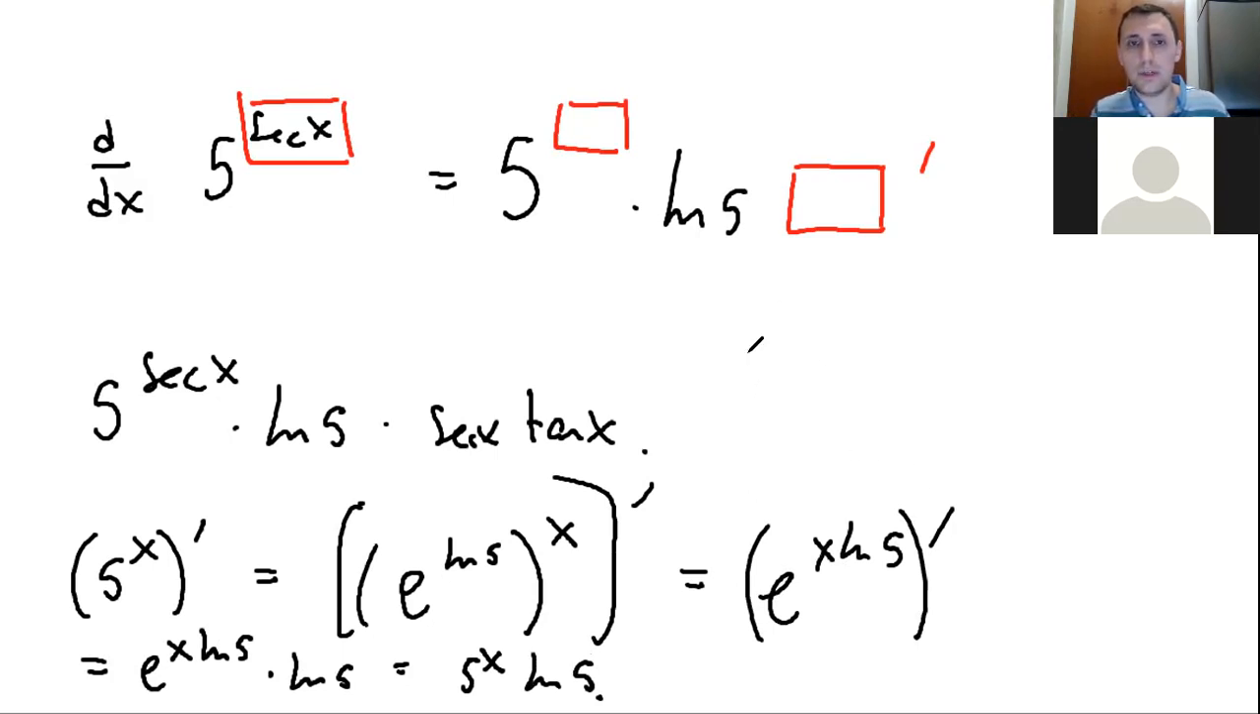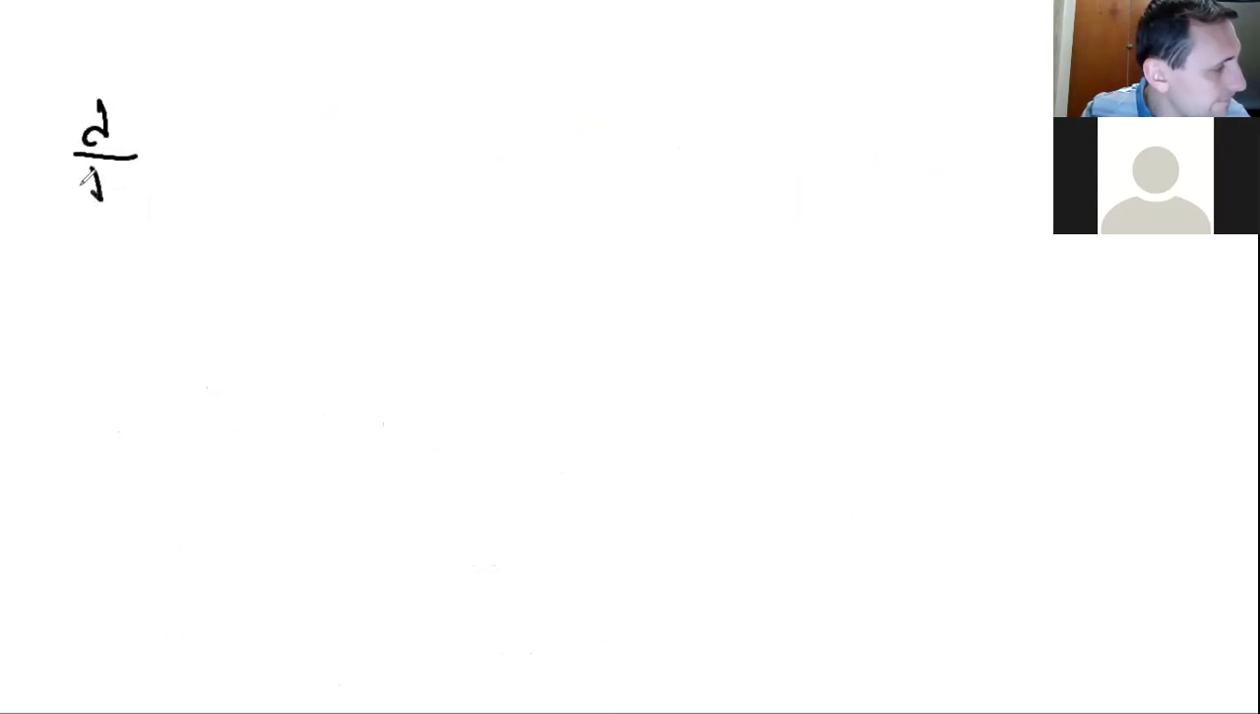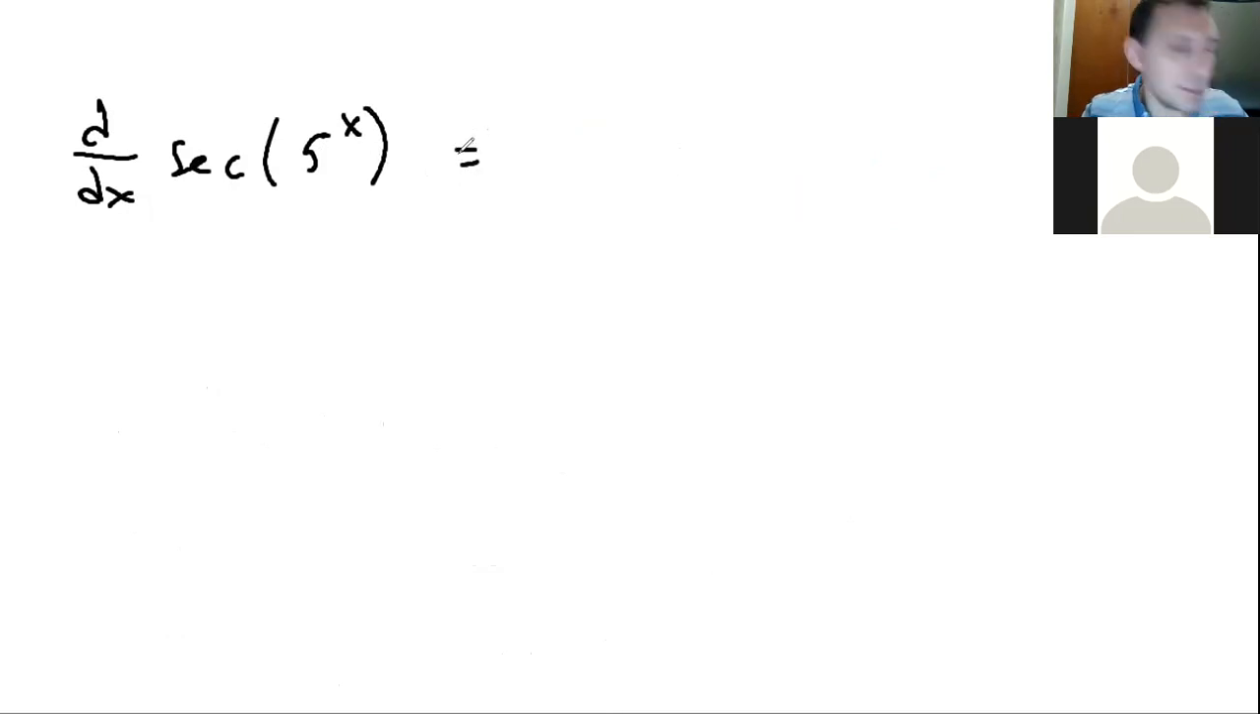So the next thing that we were doing is, I believe, what was it then? It was secant of 5 to the x. So now the medusa ate the octopus. So what's the derivative of secant of 5 to the x? Well, derivative of secant is secant tangent.